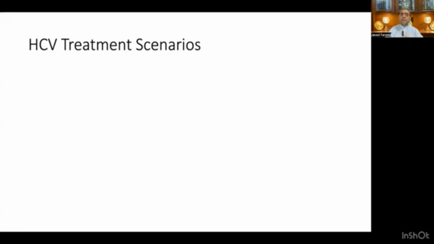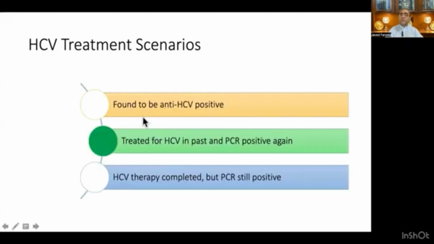So this was the first scenario, when the patient was found to be anti-HCV positive and came to you, and this was the pre-antiviral treatment workup required for that patient. The second category is if a patient was treated for HCV in the past and now the PCR is positive again. It may be a relapser, it may be a reinfection, or it may even be a non-responder and the patient didn't know at that time.